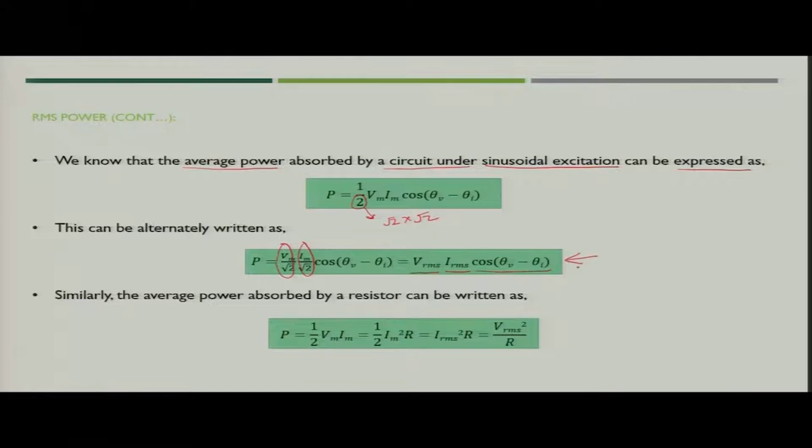If the circuit element is purely resistive, it means that theta I will be equal to theta V, because your current and voltage phasors will both be in phase. So, in that case theta V minus theta I becomes 0, and finally, the average power absorbed by the resistor would be 1 by 2 Vm Im, which can be written as I RMS square R or V RMS square by R.